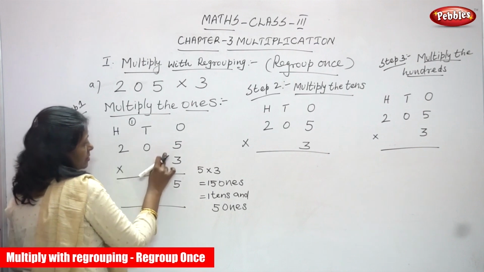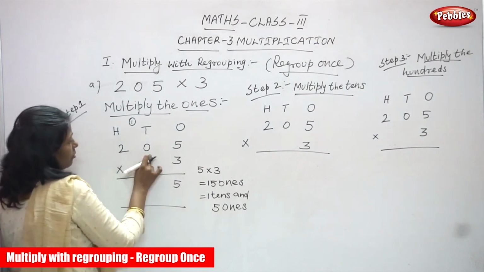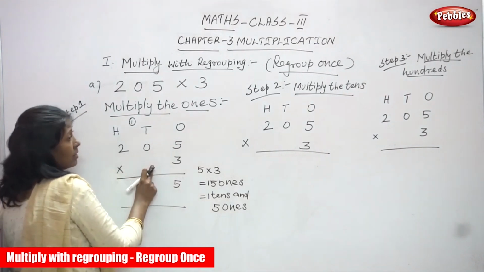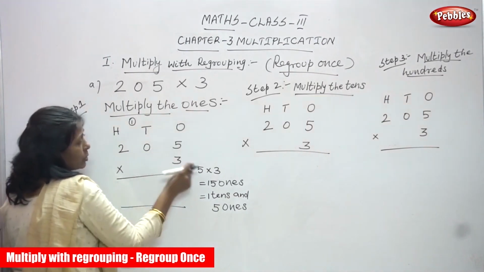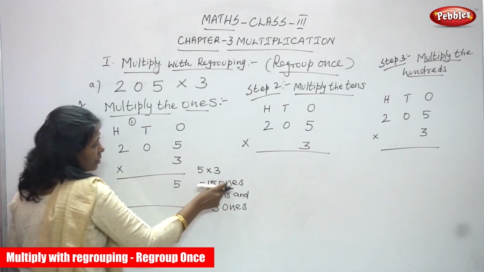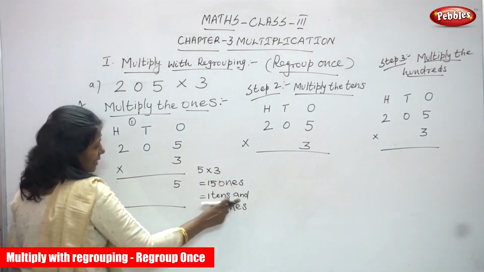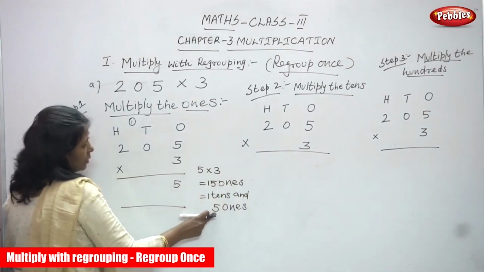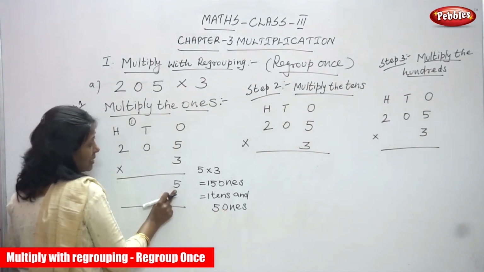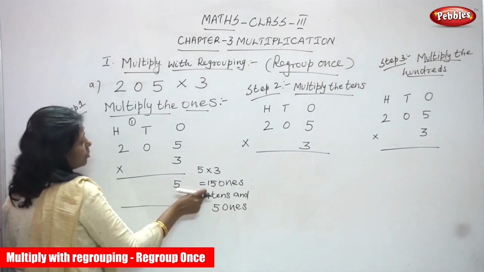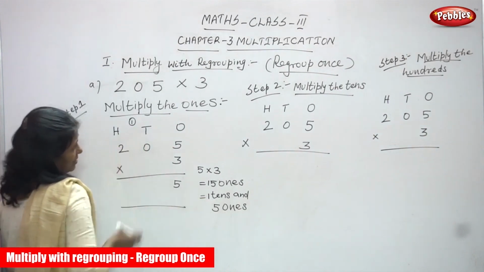You must write the 3-digit number. So the 3-digit number 205 is going to be multiplied by 3. First you start with ones. So 5 ones multiplied by 3, you get 15 ones. That means 1 tens and 5 ones. I have written only the 5 ones in the ones place. The remaining 1 tens goes to the tens place value.